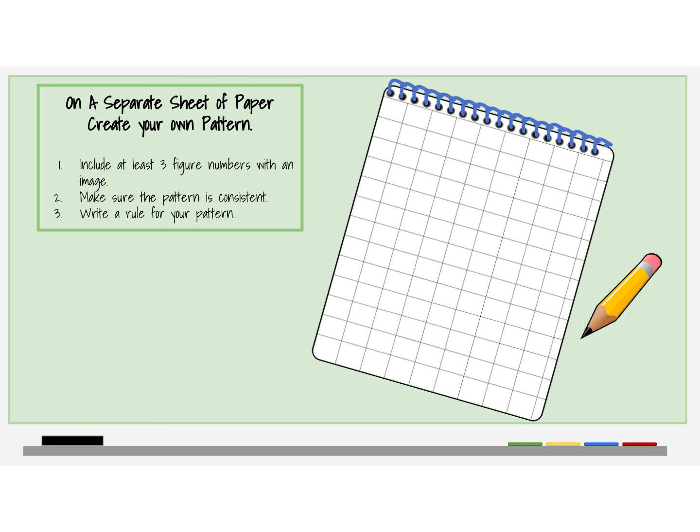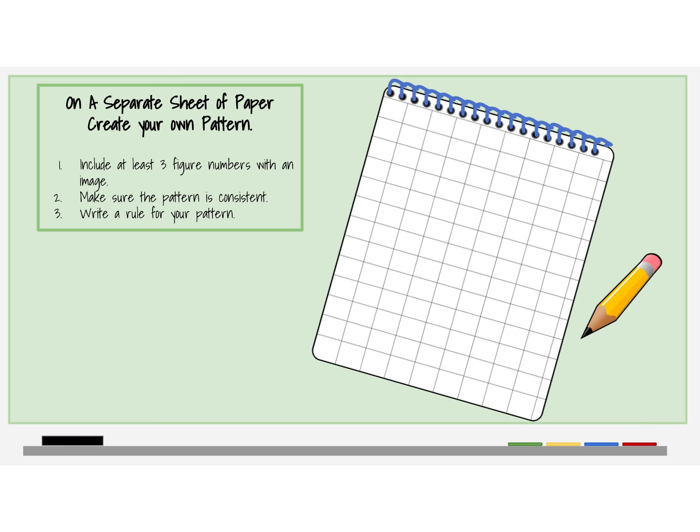And number 2, make sure the pattern is consistent, meaning that going from one figure to the next, it's always growing by the same number. The change is always the same. So don't create a pattern where it doesn't make sense or I can't figure out the number. It has to be consistent, kind of like you did in practice number 7. What is it growing by? How many is it growing every single time?